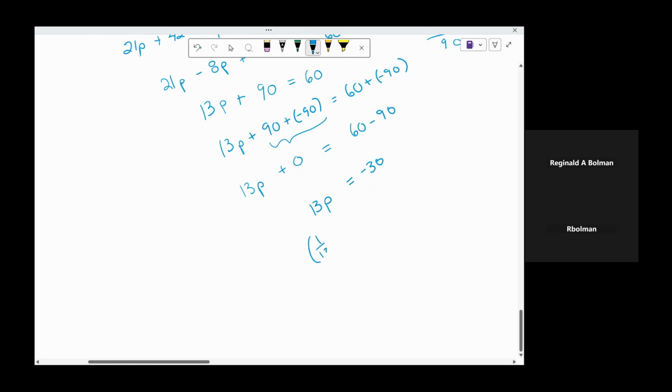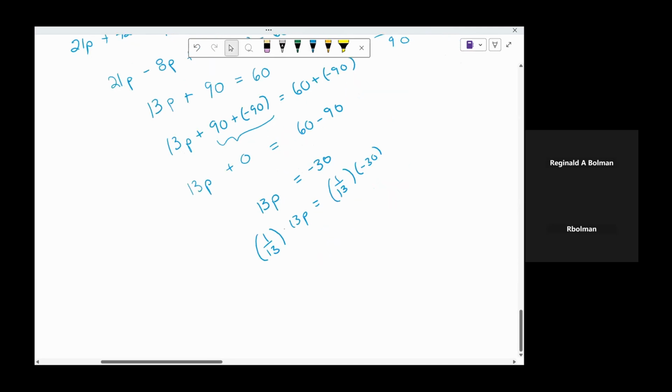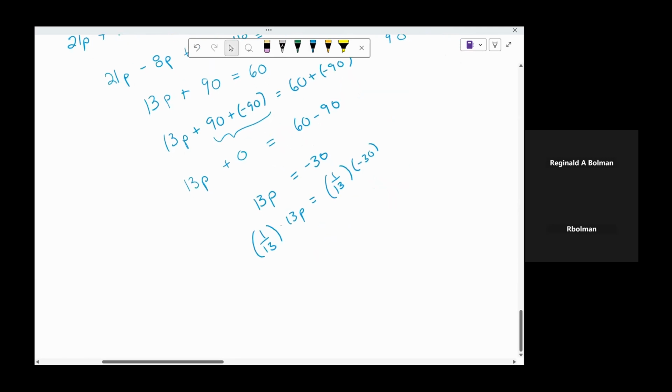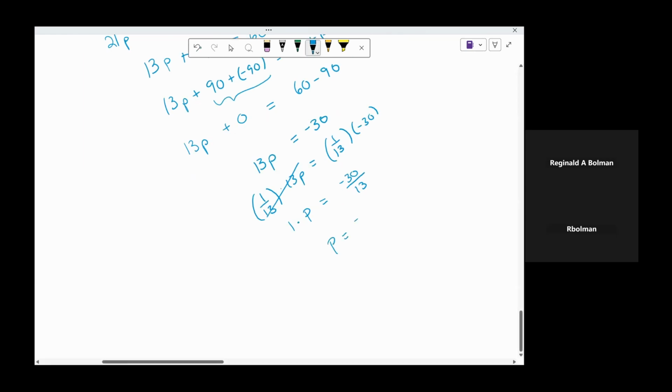Go ahead and use your multiplicative inverse: multiply by 1 over 13, the number, and flip it. What you do to one side, you have to do to the other side. So multiply by 1 over 13 with -30 as well. 1 over 13 times 13 is going to be 1 by the inverse law. So you just have 1 times P is equal to -30 times 1, which is -30. So you have -30 over 13, and 1 times P is just P. So P is equal to -30 over 13. And that's your answer.